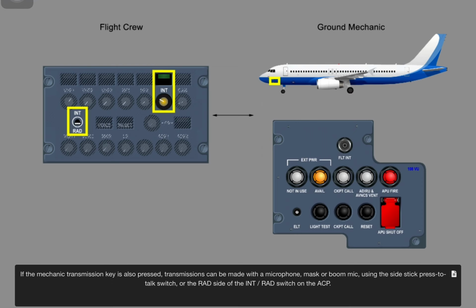If the mechanic transmission key is also pressed, transmissions can be made with a microphone, mask, or boom mic using the side stick press-to-talk switch or the radio side of the interphone radio switch on the ACP.